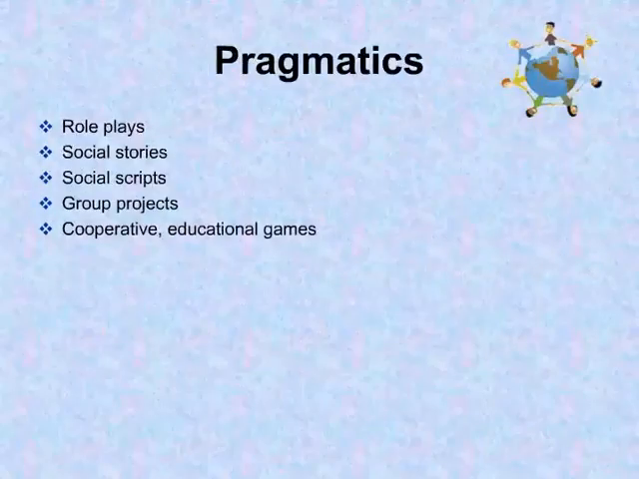Pragmatics involves how we use language when we communicate in social situations. Children who demonstrate difficulty with social language may encounter confusion with conversational rules, make irrelevant comments, or have difficulty initiating or maintaining conversations appropriately. They may also exhibit issues with nonverbal language, including a lack of personal space, eye contact, and body language. A lack of social skills can hinder the acceptance from others. Social skills are addressed through role plays, social stories, social scripts, group projects, and cooperative educational games.